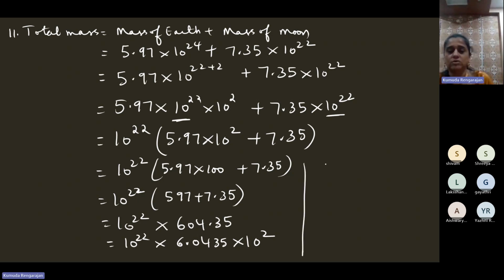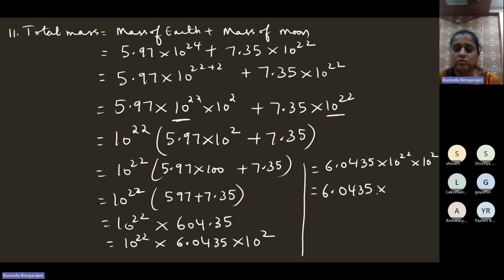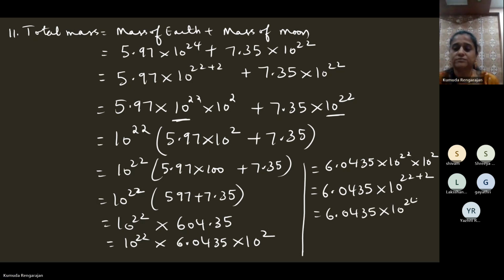So one more step to go. So it is 6.0435 into 10 to the power 22 into 10 square. I'm just rearranging, using the associative property, just rearranging the terms. So 6.0435 into 10 to the power 22 plus 2. So 6.0435 into 10 to the power 24. This is the final answer.